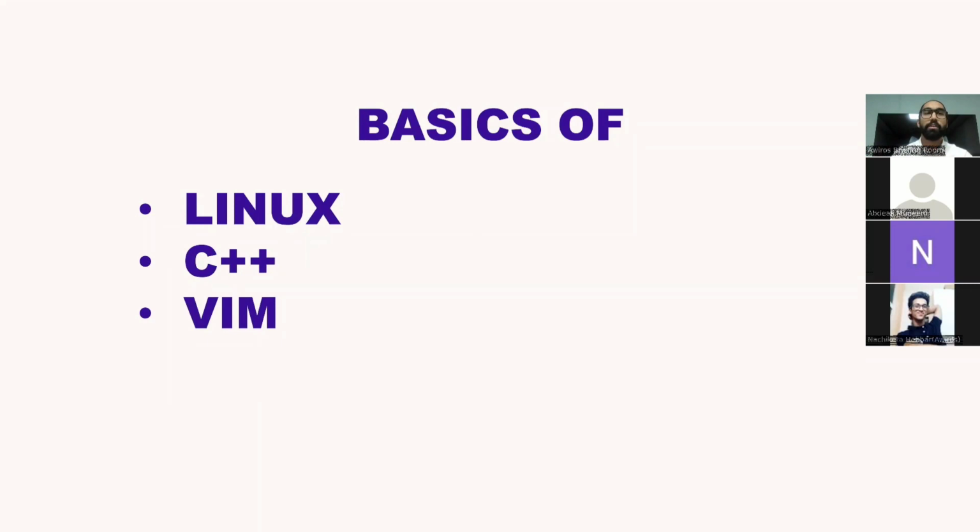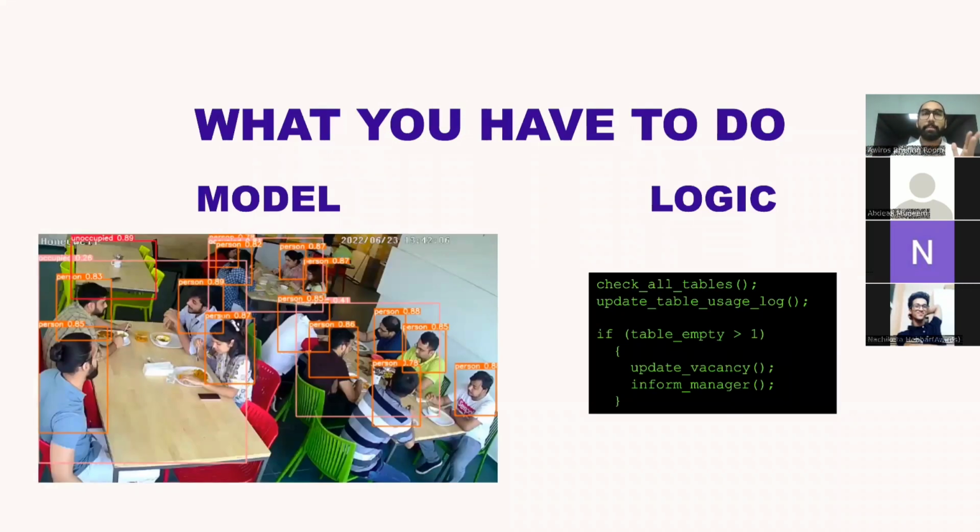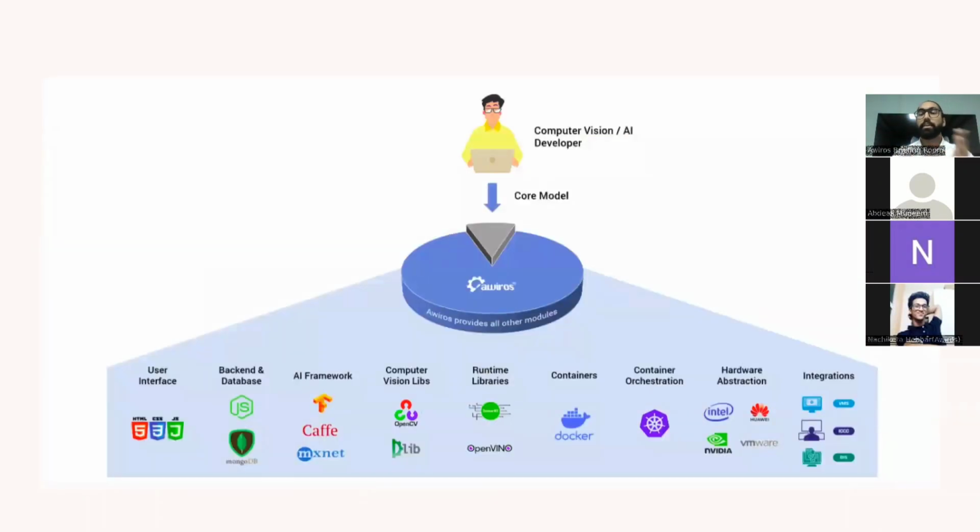Moving forward, this is what the application that you develop will look like. For example, you have the model and you write some logic, like in this example. There's a model to identify occupied and unoccupied tables. It's a simple logic: it will identify an unoccupied table and send an alert. Basically, all you have to do is bring the model, write a logic, and the Avros platform will allow you to convert it into a production ready application. I guess we are clear on that, right? Other than that, you don't need to worry about anything.